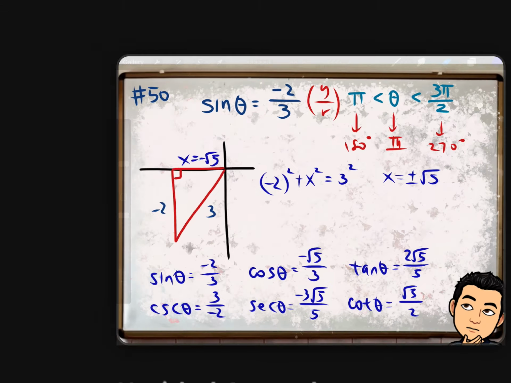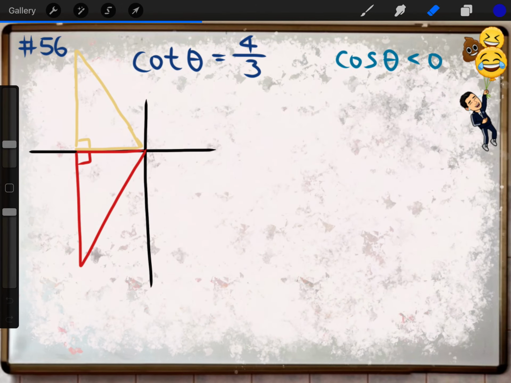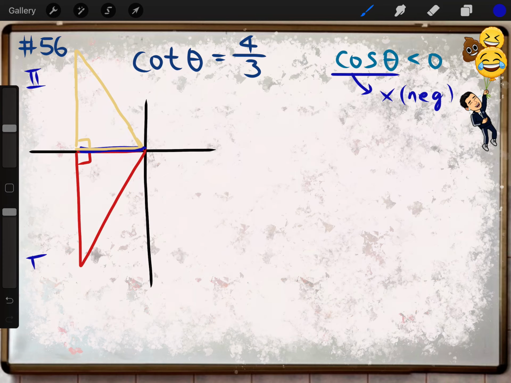Okay, let's look at number 56. So number 56 said that cosine theta is less than 0, which means we know that cosine is basically x. So x is less than 0 means that it's going to be negative. Okay, so you've got two possible triangles right here. It's going to be either in quadrant 2 or quadrant 3.